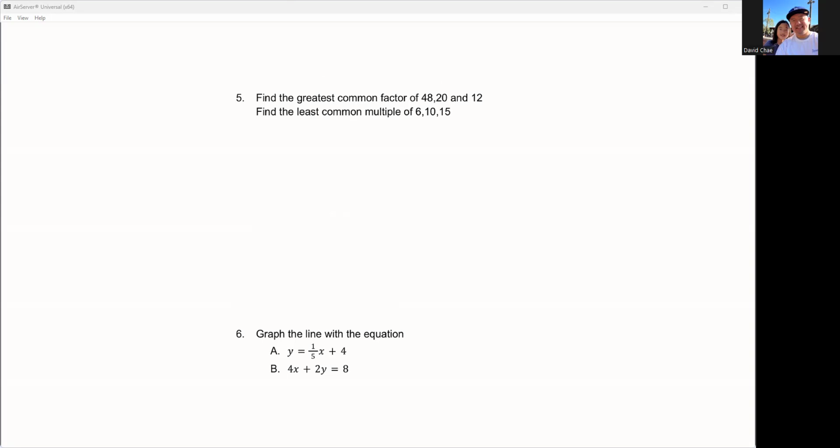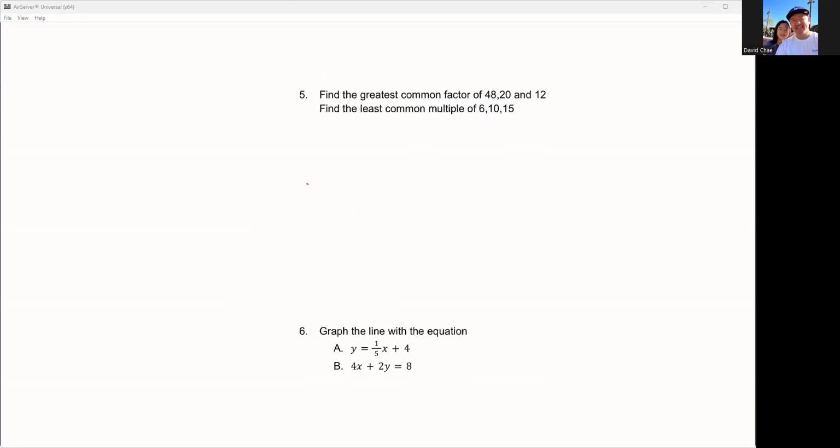Okay, you could do one of two things here. You could list out all the factors of each number. So 1 and 48, 2 and, was it 24? 3 and 16, 4 and 12. Is there anything else? 6 and 8, right? Is there anything else? I think we got everything. Okay. What about 20?